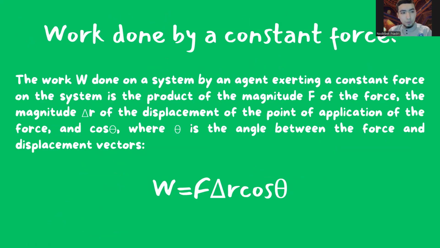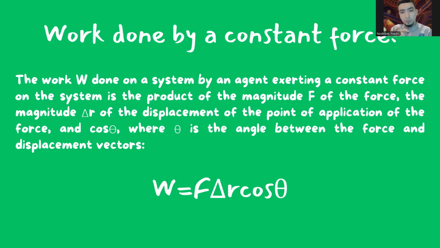We have a definition for work done by a constant force, and we have different formulas for each kind of work done. The first one is by a constant force. The work done on a system by an agent exerting a constant force on the system is the product of the magnitude of the force, the magnitude of the displacement of the point of application of the force, and cosine theta, where theta is the angle between the force and displacement vectors.